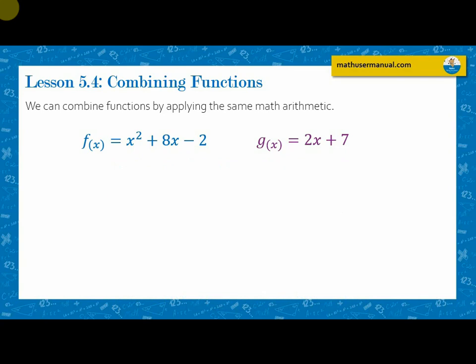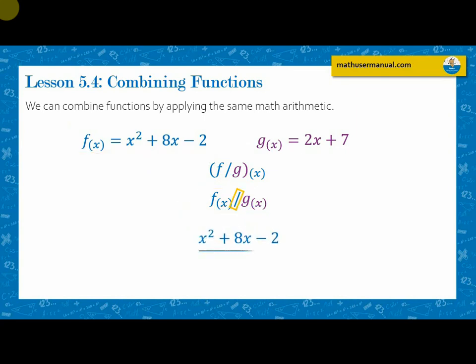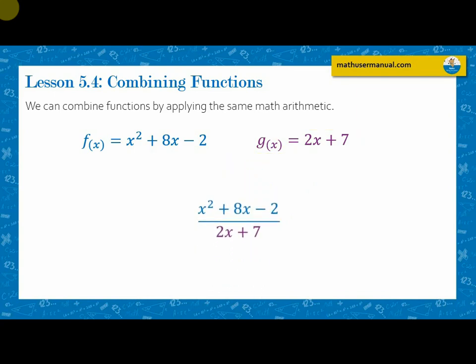And the last operation we are going to learn is the division, f divided by g of x, or f of x divided by g of x. And the process is the same. We have f of x, we write where f of x is. Then we have the division. So if we have the division, we just draw the division line. And then we have g of x, which is 2x plus 7 on the denominator. So we write it there. And well, this is the answer.